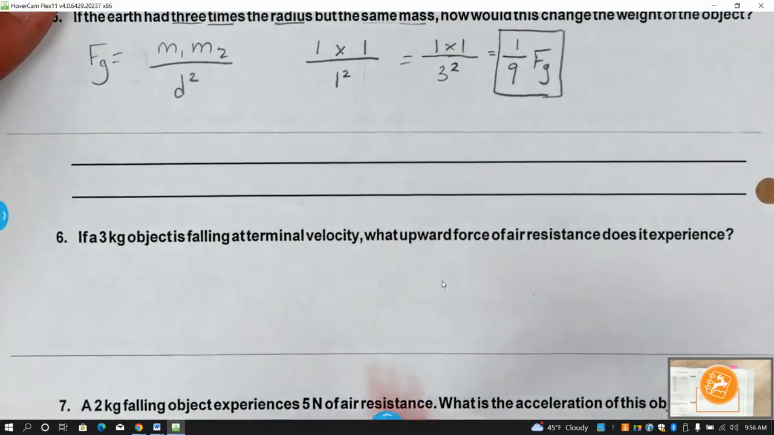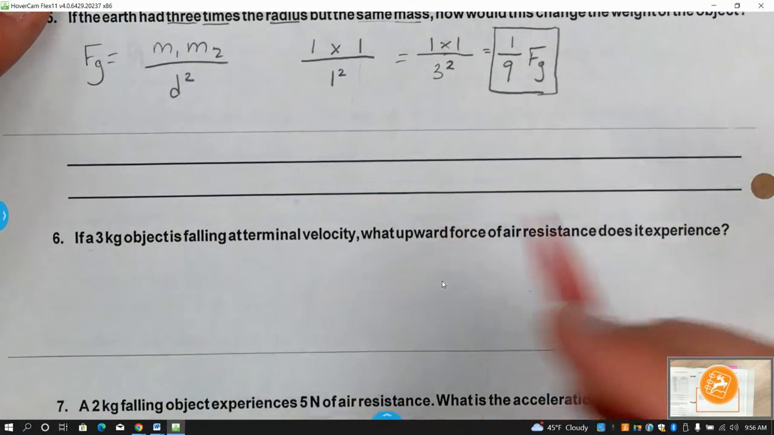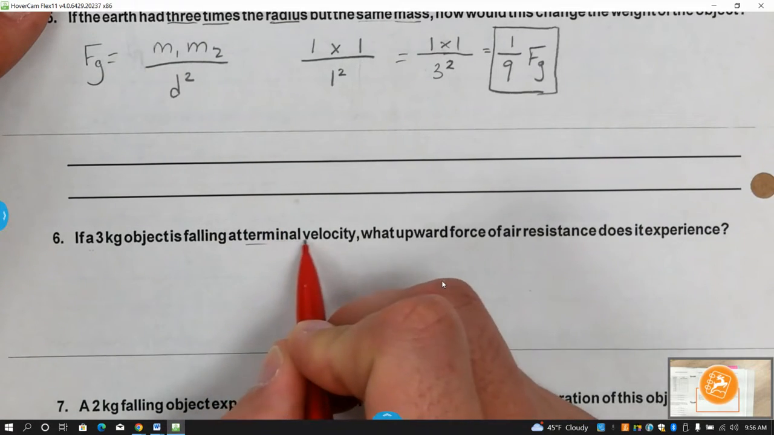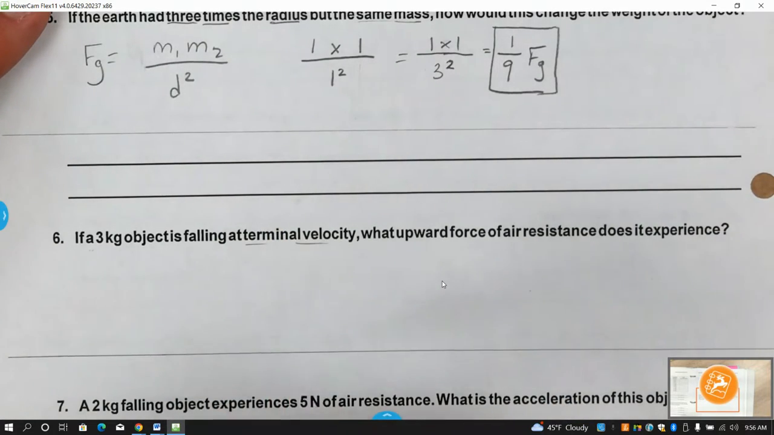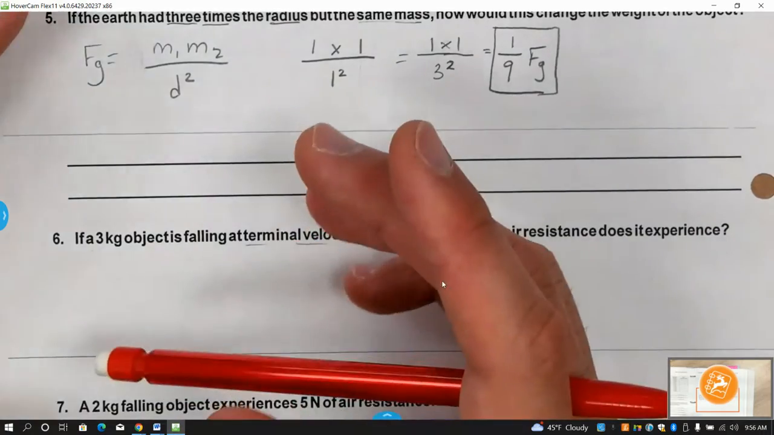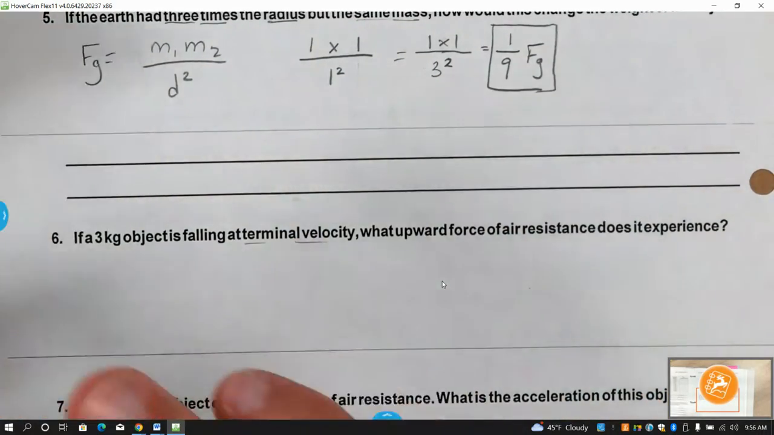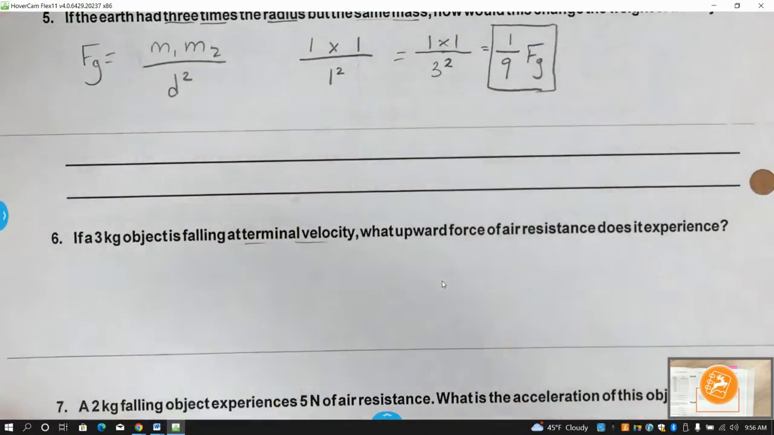Number 6. You have a 3 kilogram falling object at terminal velocity. Guys, what is terminal velocity again from the video from yesterday? Max falling speed. Its air resistance balances out with the object's weight, so there's no net force. If there's no net force, the object's not going to change its acceleration, so it's going to therefore be falling at that constant speed.